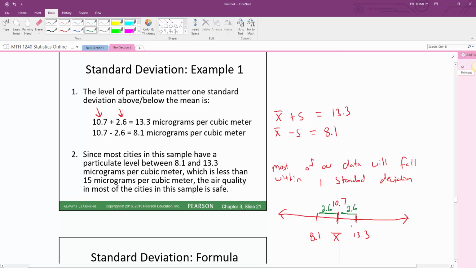So when we say within one standard deviation of the mean, we're talking to the left and to the right, so we need to have that distance. In between this interval, 8.1 and 13.3, most of our data will fall. We're going to talk about this more specifically in the coming sections, where we can talk about the actual percentage of data we could expect within 1, 2, and 3 standard deviations, and so forth.